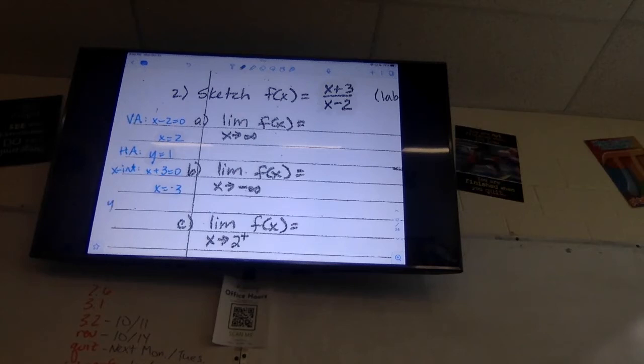And then last I do my y-intercept. And how do I find that? Good, make all my x's zeros, very good. Plug 0 in for all my x's, 0 plus 3 over 0 minus 2. So y equals negative 3 halves.